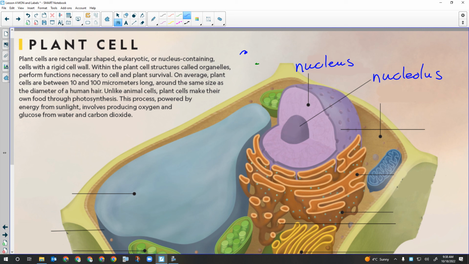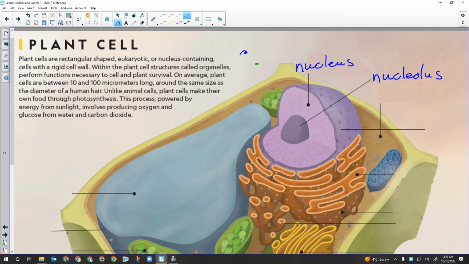Okay? So what the nucleolus does is it copies sections of the DNA and sends them out into the cell so that they can be used to make things. Okay? It's how protein synthesis occurs. So the nucleolus copies DNA and it controls protein synthesis because it has access to the DNA.